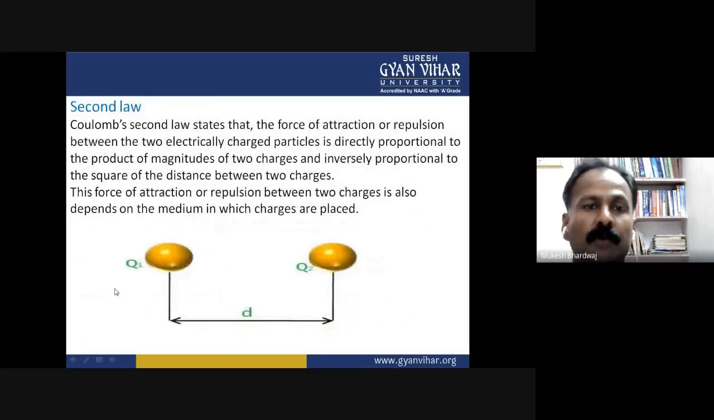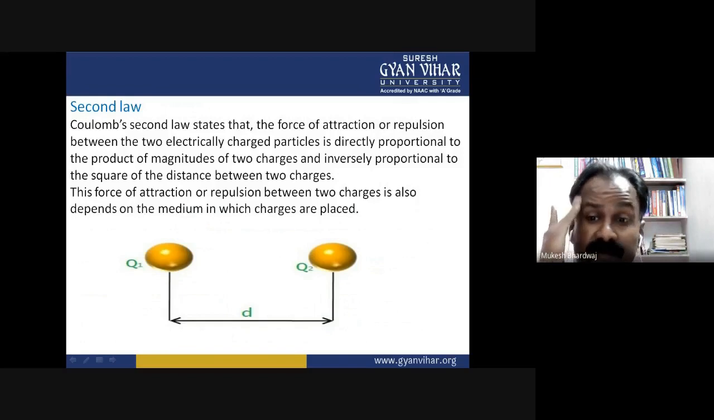Coulomb's second law states that the force of attraction or repulsion between two electrically charged particles is directly proportional to the product of the magnitudes of the two charges and inversely proportional to the square of the distance between them. This force also depends on the medium in which the charges are placed.